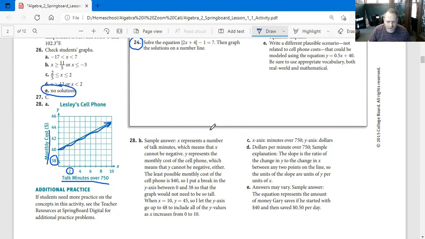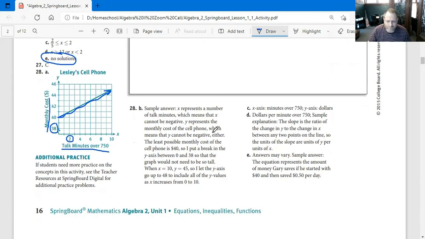All right, so let's look at B, our sample answer. X represents a number of talk minutes, which means that x cannot be negative. Y represents the monthly cost of the cell phone, which means that y cannot be negative either. The least possible monthly cost of the cell phone is $40.